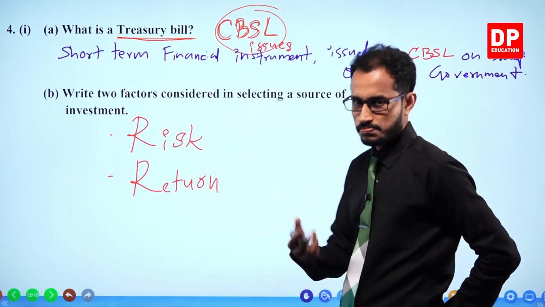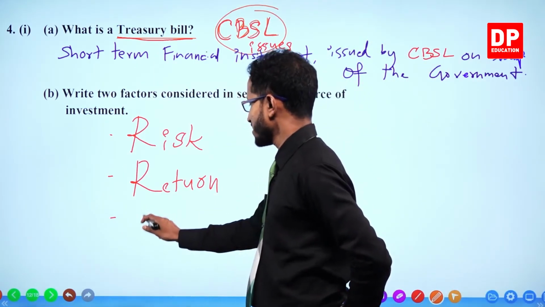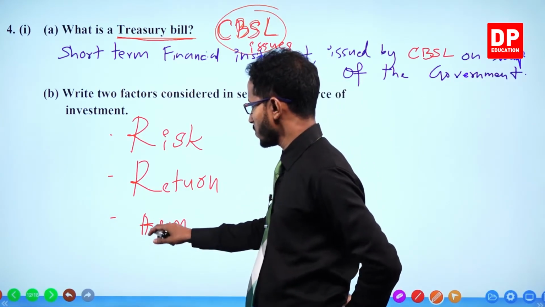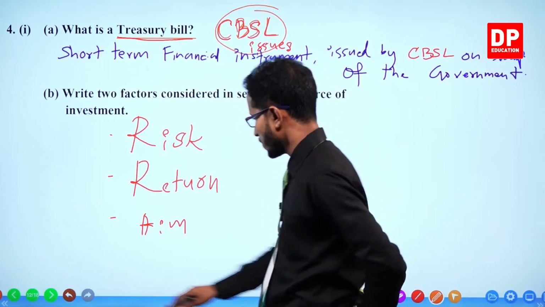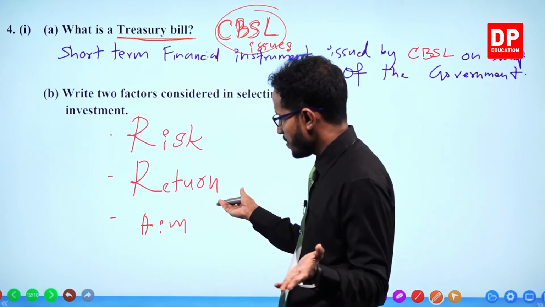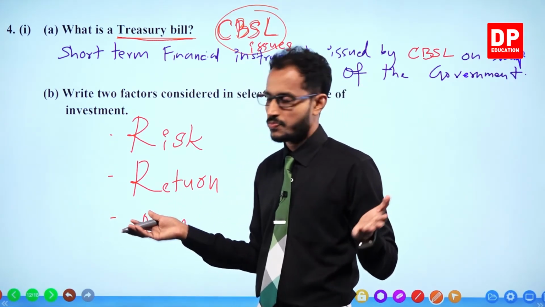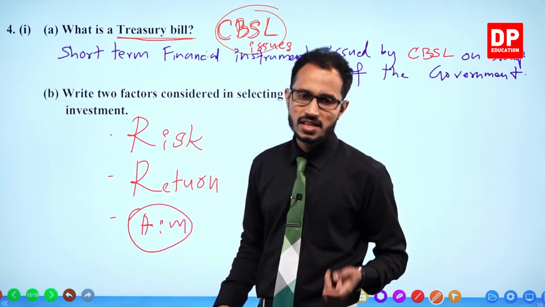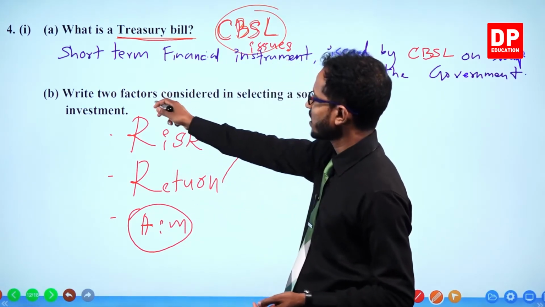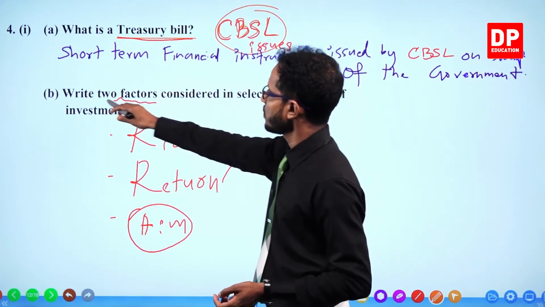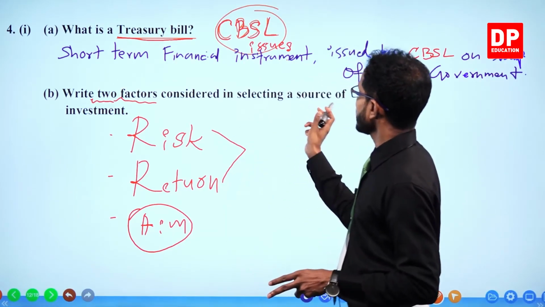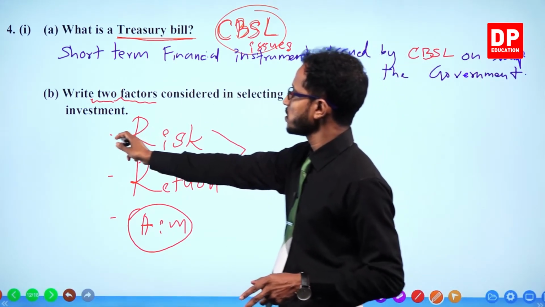There's another thing to consider, that is the aim, but I personally don't like it, because anyway the aim is getting a return. So aim is also something that you should consider, but these are the 2 main factors to consider when selecting a source of investment: risk, return.